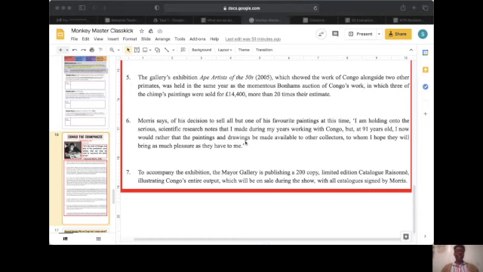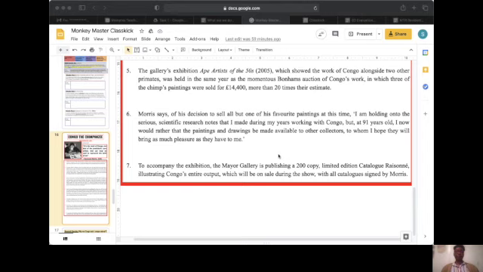Morris says of his decision to sell all but one of his favorite paintings at this time, "I'm holding on to the serious scientific research notes that I made during my years working with Congo, but at 91 years old, I now would rather that the paintings and drawings be made available to other collectors, to whom I hope they will bring as much pleasure as they have to me."